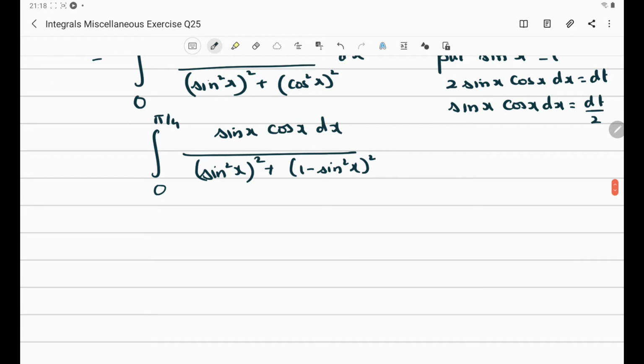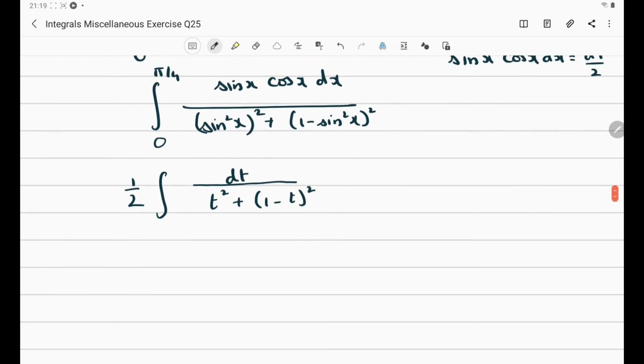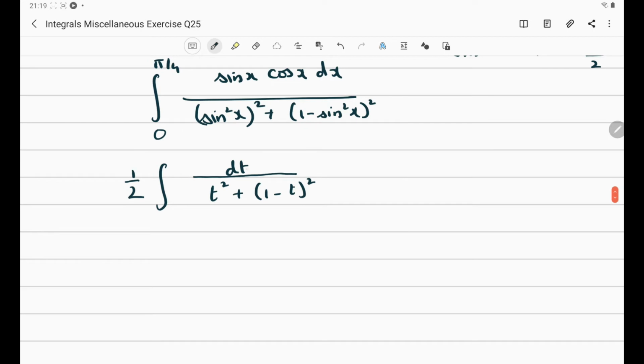Now, let us try to substitute the values of sin square x as t. So, we write sin x cos x dx as dt by 2. So, half dt divided by sin square x is nothing but t. So, we get t squared plus 1 minus sin square x is t, so 1 minus t whole square. So, we got half times integral dt by t square plus 1 minus t whole square.